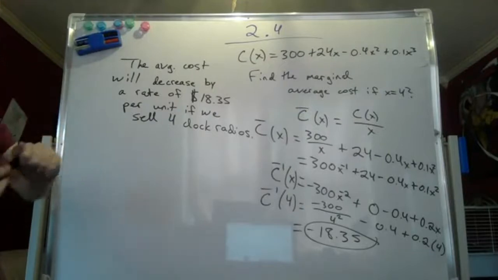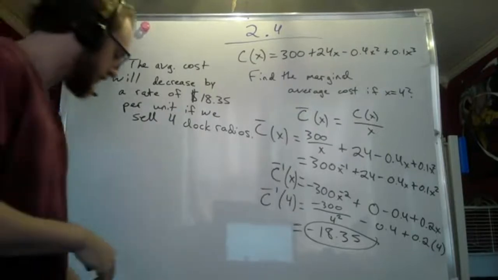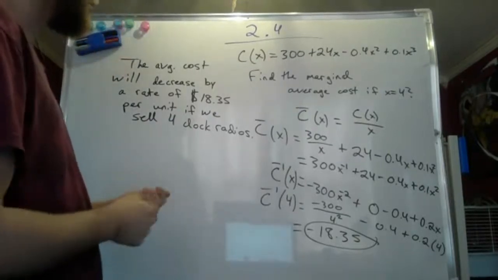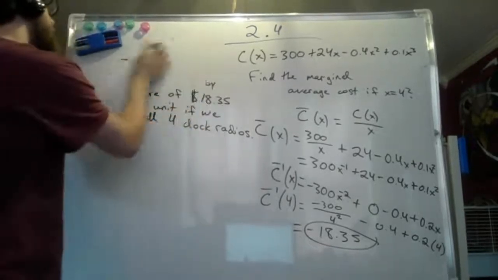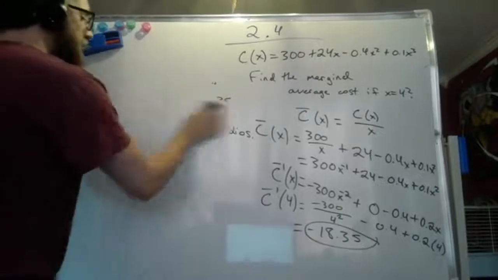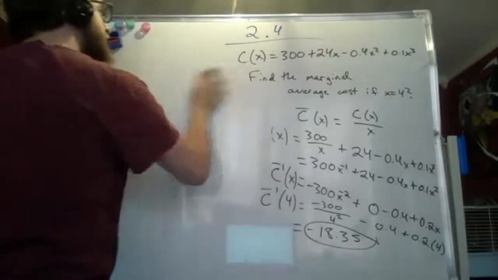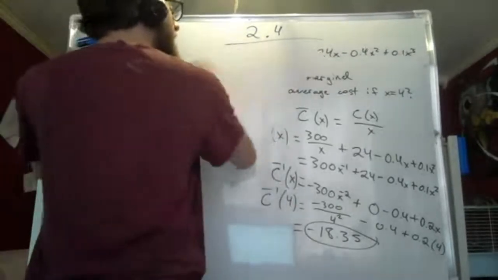So we've done an example with marginal average cost. We've talked about marginal profit. Let's see, we haven't done anything with consumption functions yet. So let's take a look at those next, because those can be a little confusing for students sometimes.